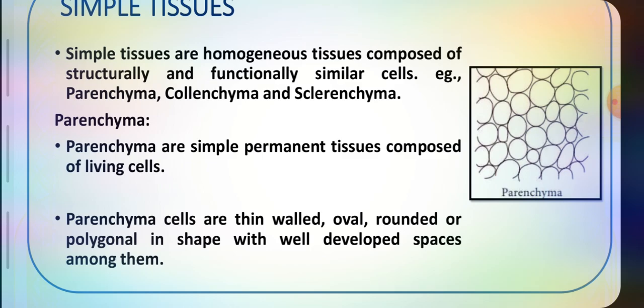And how about these parenchyma cells? They have a very thin cell wall. What is their shape? Some are oval, some are round, some are many sided in shape. Also, in between these cells you will find spaces, and those spaces are called intercellular spaces. See on the diagram, you can see some space found in between those cells.